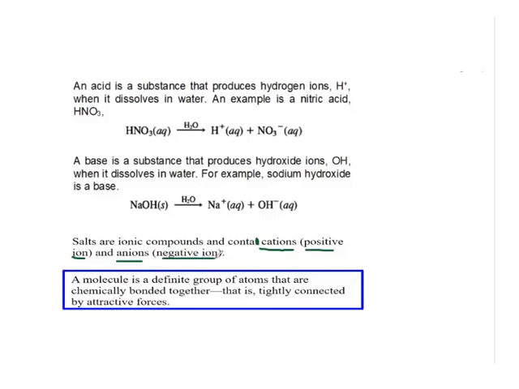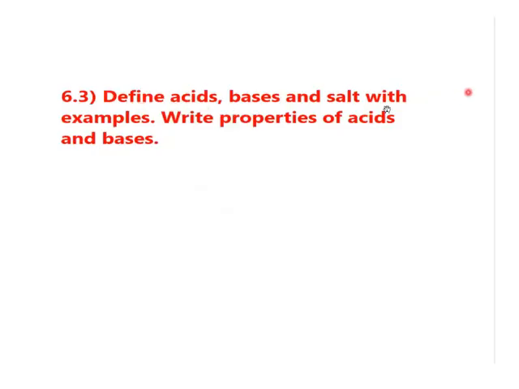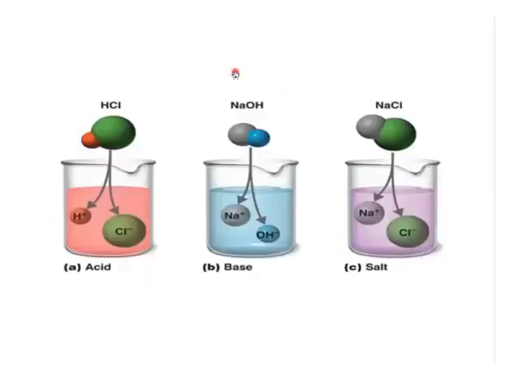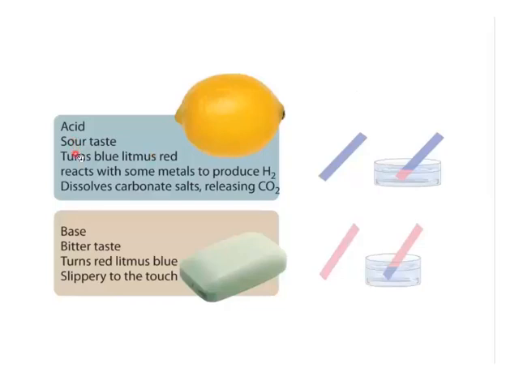Anions means a negative ion. The very simple definition: define acid, base and salt with examples. If you are interested to know the properties of acid and base, maybe there are some properties. Acid turns blue litmus red.